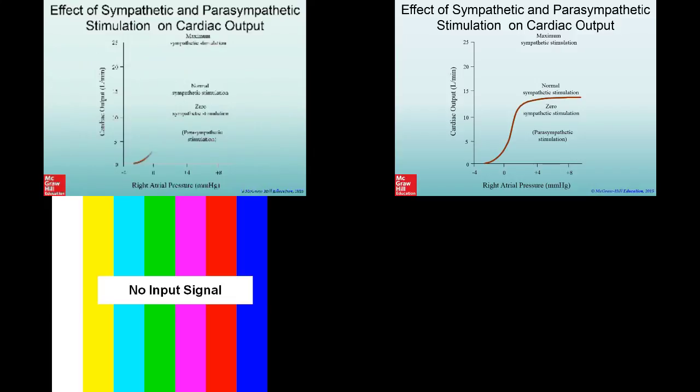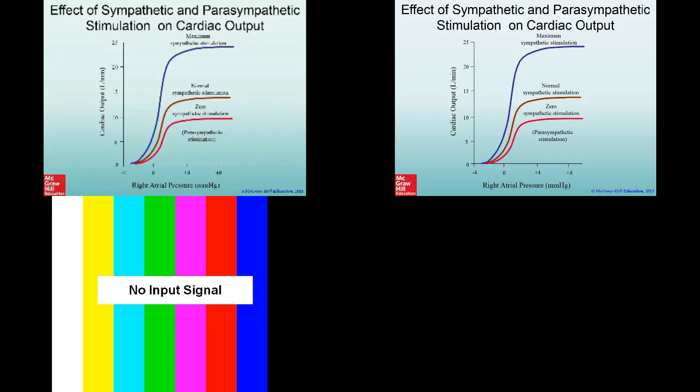So if we look at the effect of sympathetic stimulation, so here, normal sympathetic stimulation, right? You increase your cardiac output from normal up to about double, a little bit more than double. With maximum sympathetic stimulation, you can get as high as 22, 23, 24 liters per minute as a cardiac output. That's a lot of blood to pump. That doesn't usually last for a long period of time.